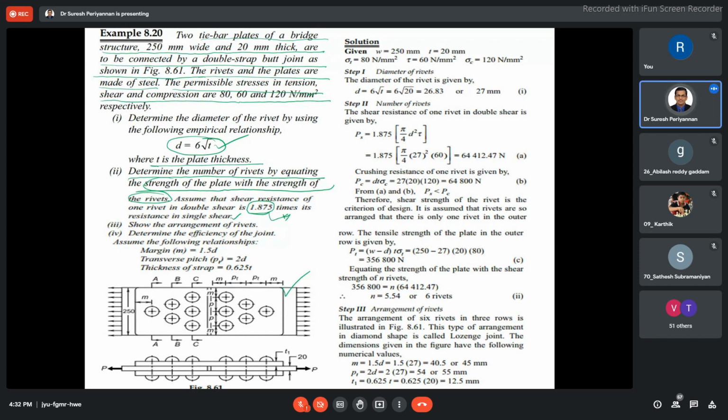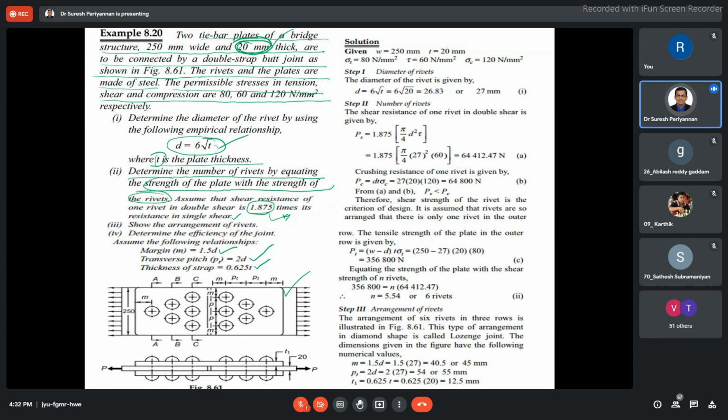Very simple problem. Margin is nothing but 1.5d. Transverse pitch is 2d, and the thickness of the strap is 0.625T as per the Indian Boiler Regulation Act. Now come to this. Thickness is also given here. Thickness of the plate is given in the problem, 20 mm. Sorry, I thought it was not given.